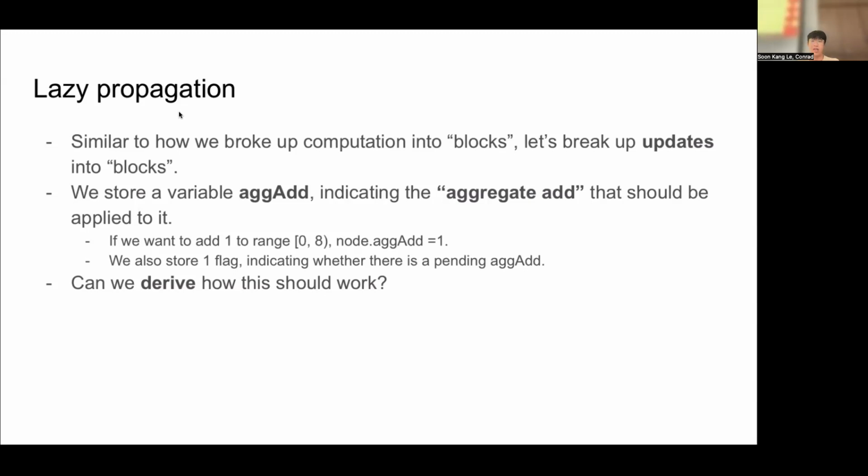So what I mean by that is if I want to add 1 to a range 0 to 8, then the aggregate add variable for the range should be 1. Can we derive how this should work?